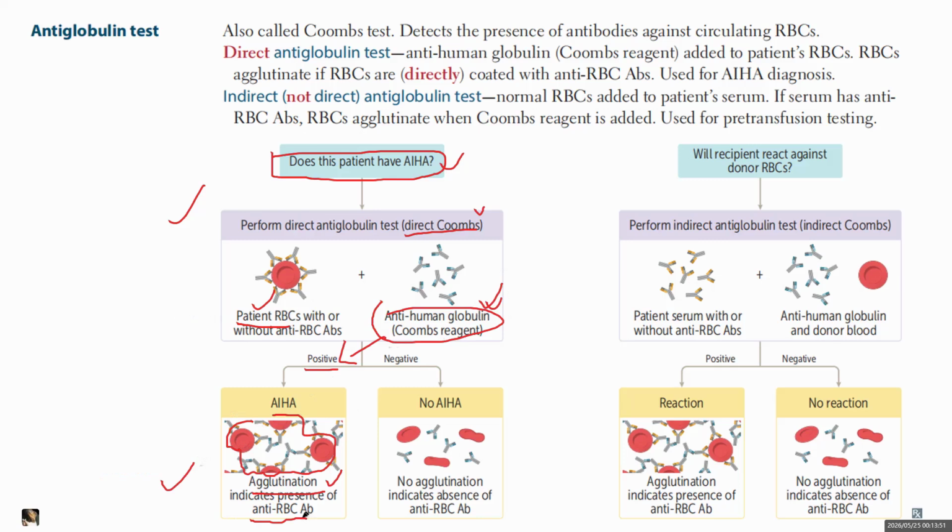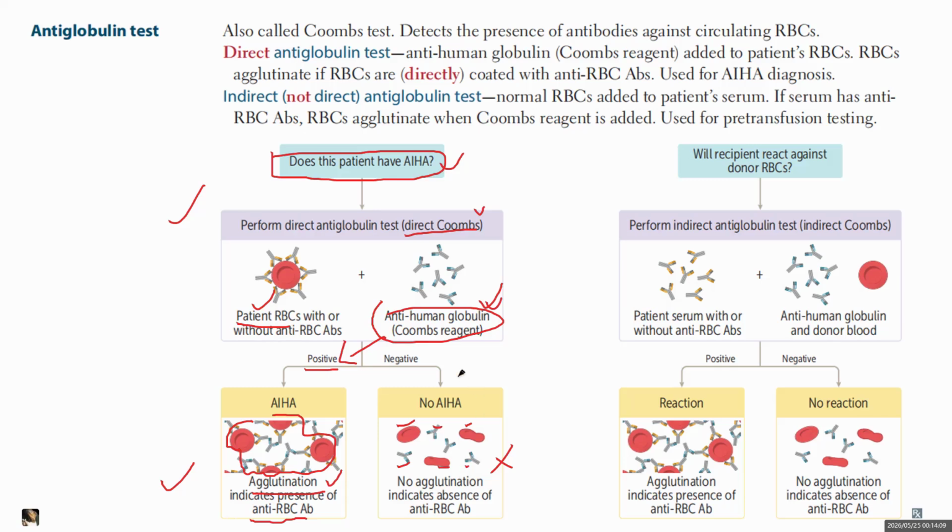And if we look at the negative results under the direct test, there is no agglutination. You see that? No clumping of the antibodies with the red blood cells. It means that the antibodies were not detected on the patient's red blood cells, so the test is negative, also known as the negative Coombs test.